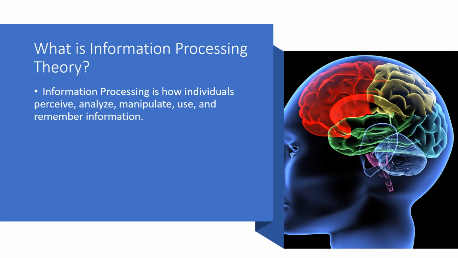To start off, what is information processing? Information processing is how individuals perceive, analyze, manipulate, use, and remember information. For this lab, I will be measuring my subject's ability to retrieve a specific formula from their long-term memory. If the subject is not able to retrieve the memory, I will be mentoring them by using acoustic encoding.